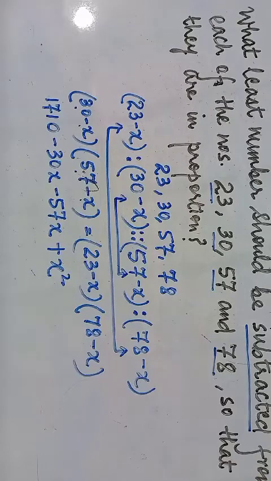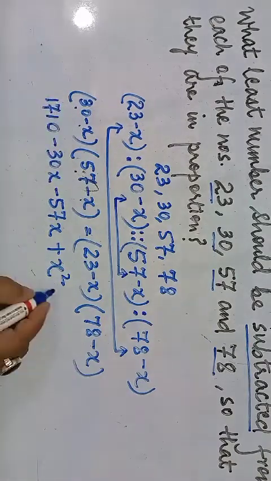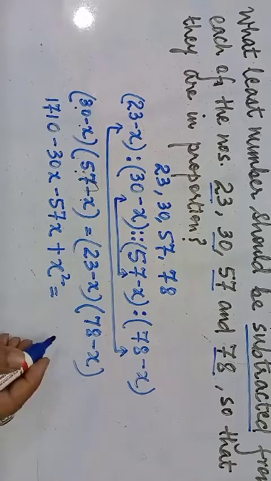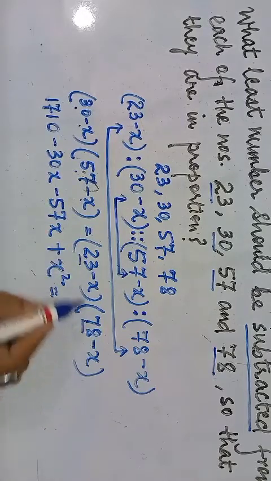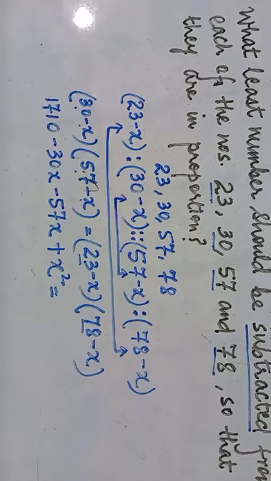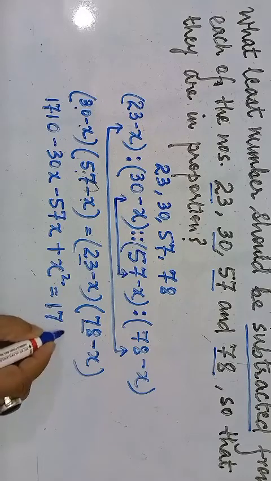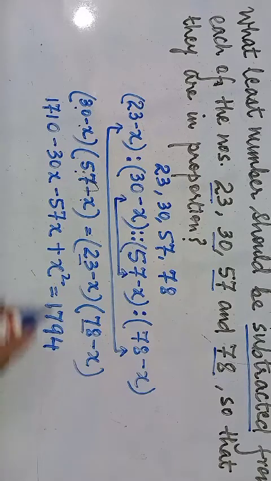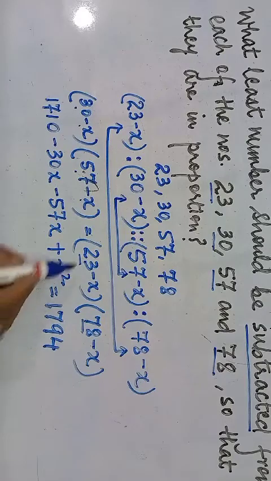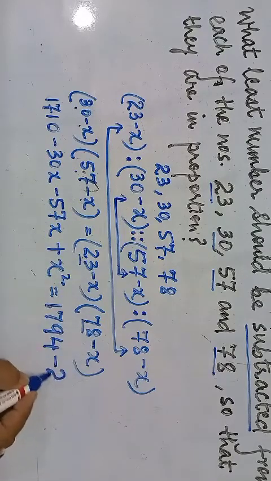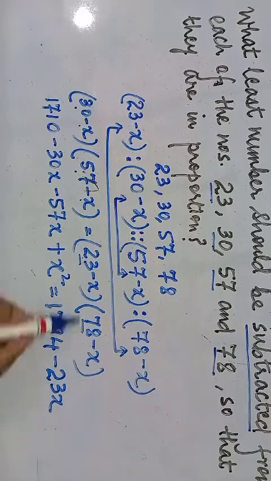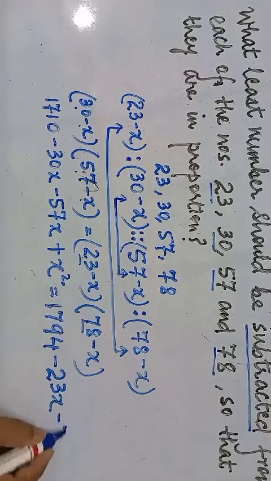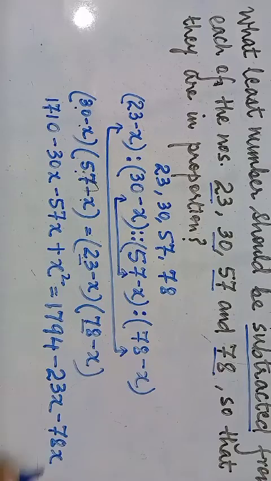which will give me plus x square. Basically you just have to multiply these two brackets on the left side and on the right side also. So you have 23 into 78. I think I had just calculated it over here, you will have the number 1794. So 23 into 78 will be 1794. Then 23 into minus x will naturally give you minus 23x. Then this 78 and this minus, so you will have minus 78x, and then lastly minus x into minus x, which will give you plus x square.